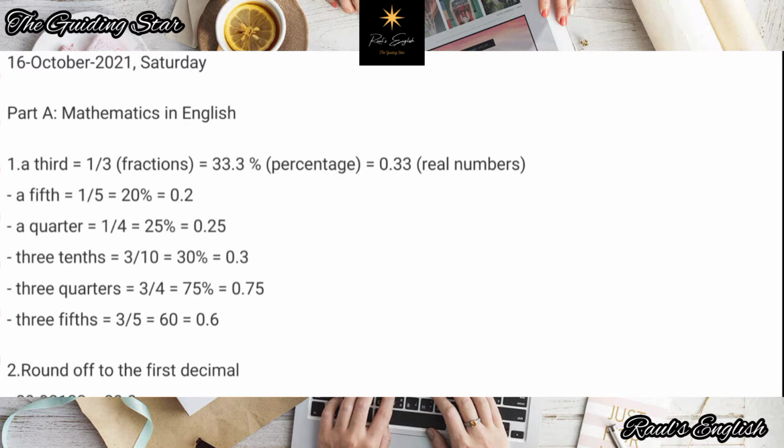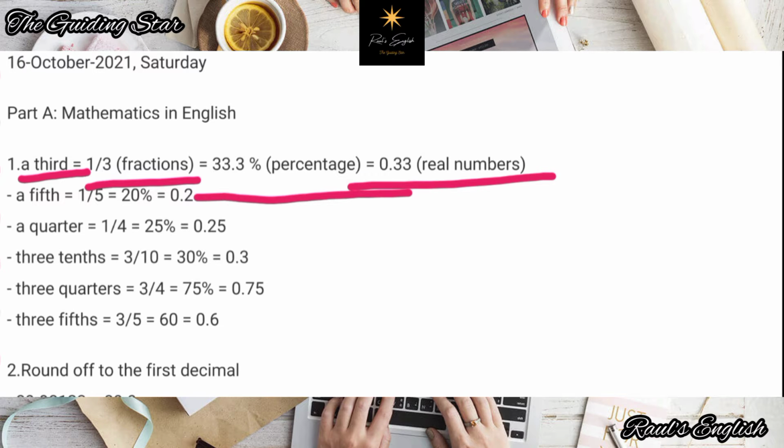Alright, let's do some mathematics in English. Number one, a third. When someone says a third of something, how do you express it in fractions? 1 over 3, or 1 by 3. That is expressed in words, this is expressed in fractions, and that's 33.3333%. That's expressed in percentage, and in numbers it's 0.33. So we saw all that.